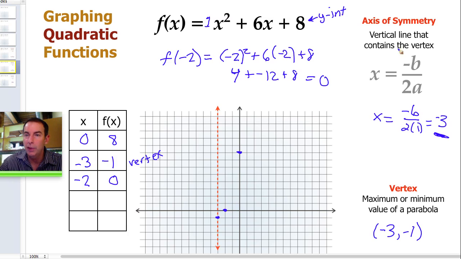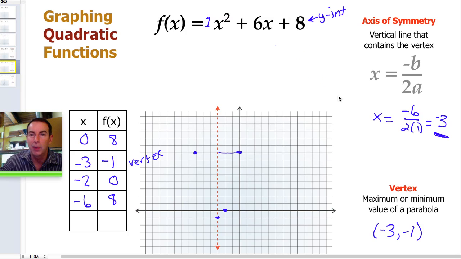All right. Now because we know that our parabola is symmetrical, I can guess that there's going to be a point right on the other side of that axis of symmetry at the same spot. So here, this point right here, 0, 8, is 1, 2, 3 away. Right? It's 3 away from my axis of symmetry. So if I count 3 in the other direction, 1, 2, 3, I should have a point right here. Right? And this would be -6, 8. I'm going to write that in my table. I'm going to be bold and write that in. And I'm going to go ahead and confirm that that point exists on my parabola.